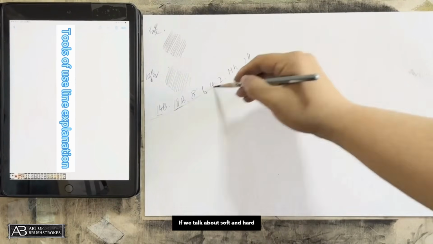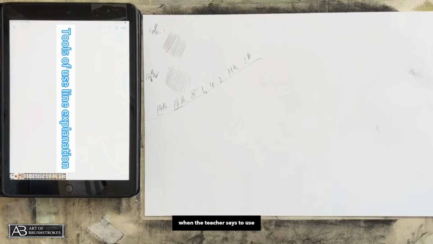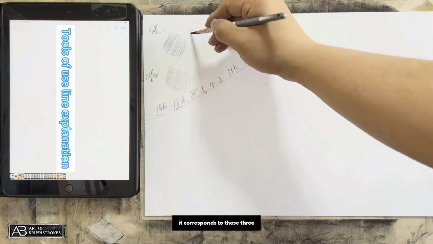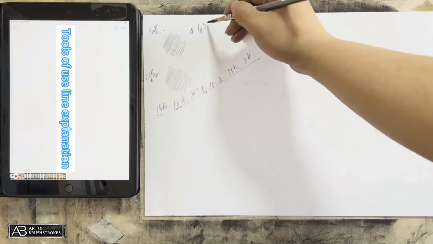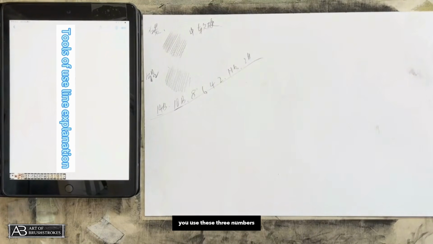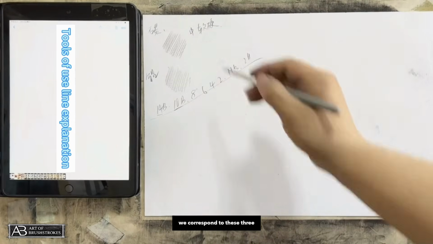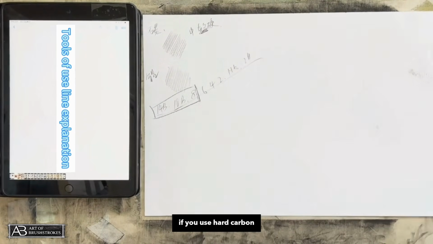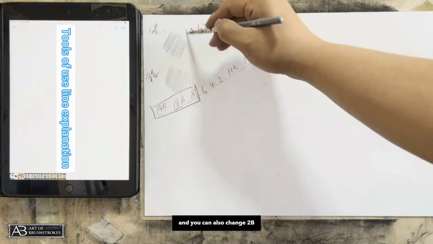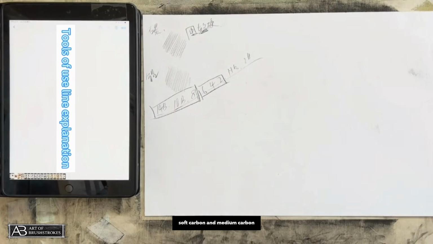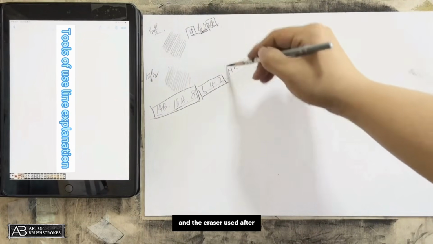If we talk about soft and hard carbon in our teaching video, when the teacher says to use soft carbon, it corresponds to these three numbers. And if you don't use carbon lead, you use these three numbers. If we use medium carbon, we correspond to these three numbers. If you use hard carbon, you can correspond to HB and 2H, and you can also change 2B to this side. This is also a junction between soft carbon and medium carbon.